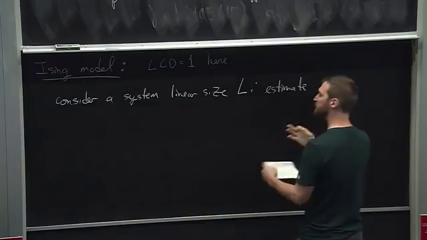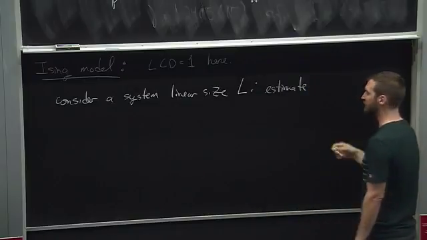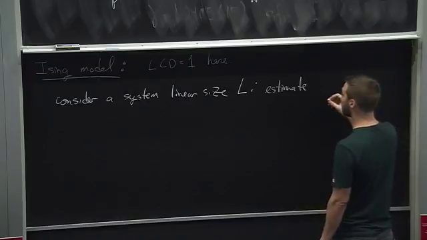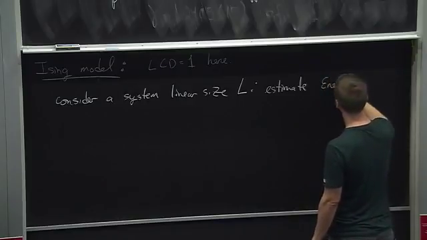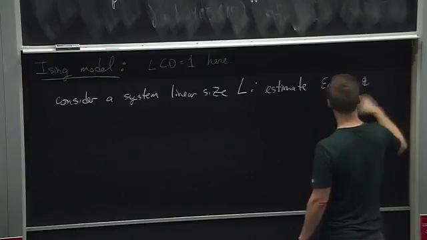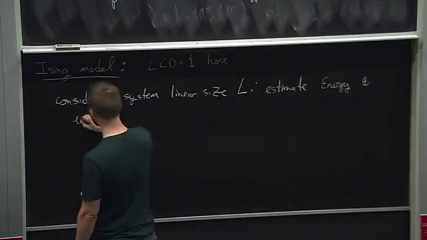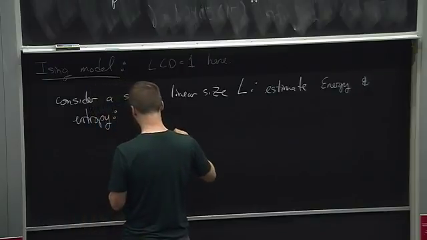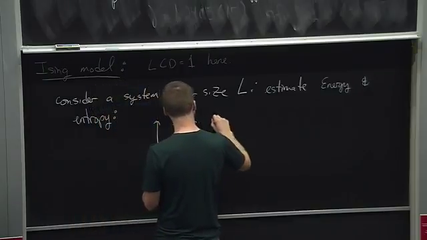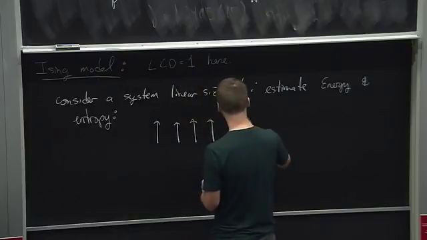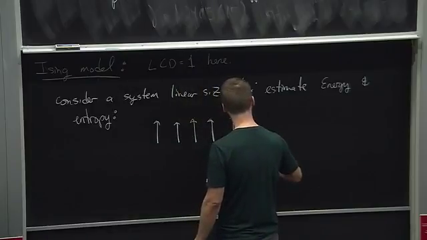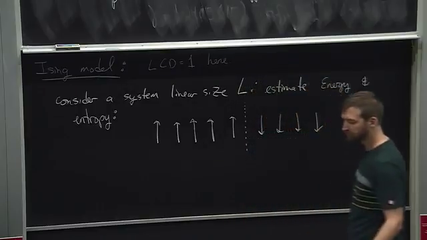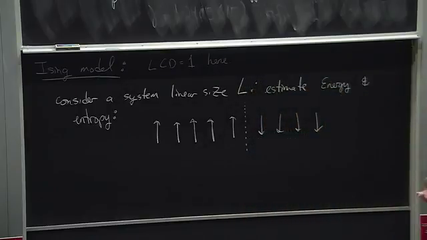So let's just consider a 1D system with a lowest energy excitation and estimate that energy and the entropy of that excitation. The lowest energy excitation is what's called a domain wall. So you have all your Ising spins. You assume it's a nearest neighbor Hamiltonian.